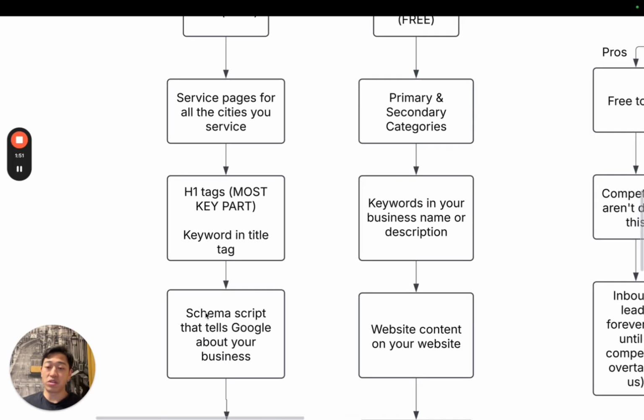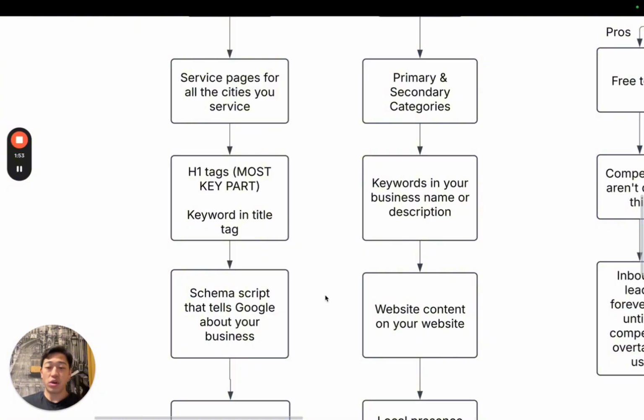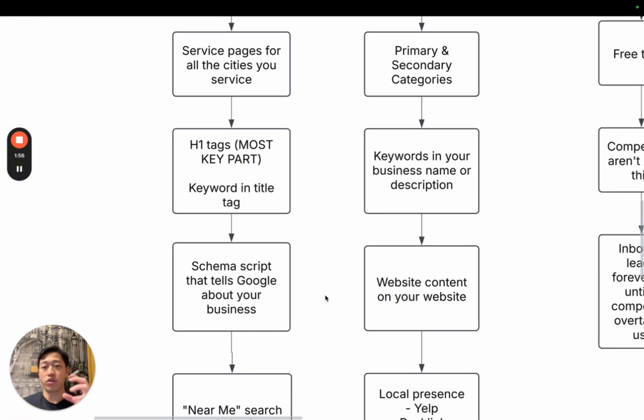On top of that, there's this thing with schema scripts that tells Google about your business. So whenever Google's actually crawling through all of your pages and your competitors' pages, it's looking at what is the best fit for the person searching for this keyword. So whenever a homeowner searches for a keyword, you need to have a schema script where it'll show what service you offer, the price point, the different reviews you have, hours that your business is active in, and also the cities that you service.